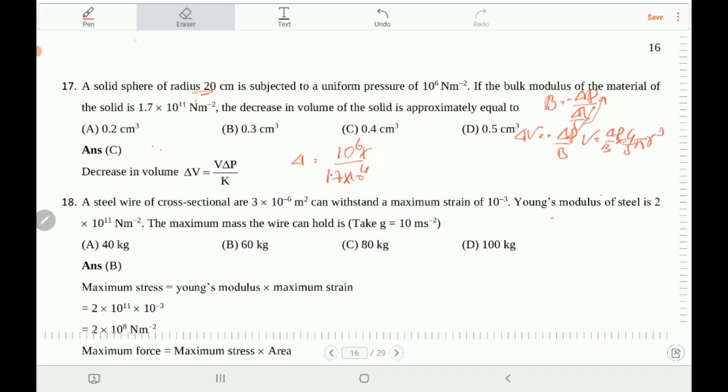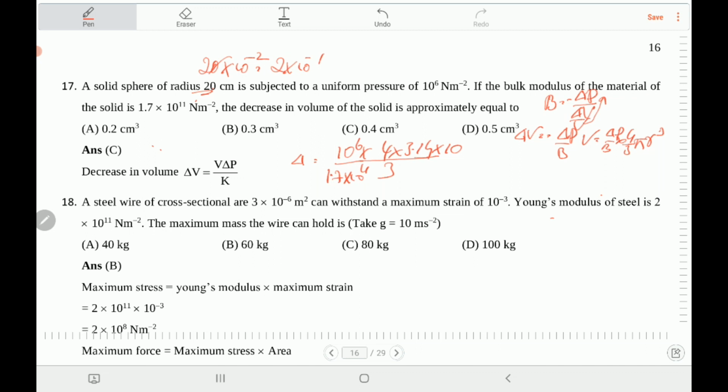Let us remove this. Okay, 4 divided by 3 pi, 3.14, into 10 raised to the power... 20 cube. How do you write 20 cube? 20 centimeters, 20 into 10 power minus 2 meters, because the unit is in CGS. Okay, you can write in centimeter itself, centimeter cube. We'll do it in meter, then we'll continue. So it becomes 2 into 10 power minus 1, because 1 zero cancels.